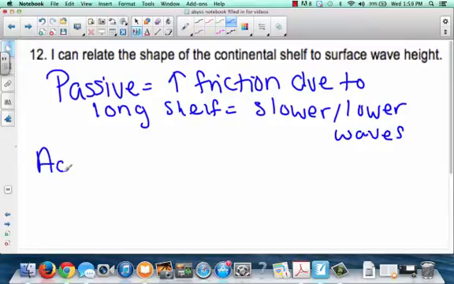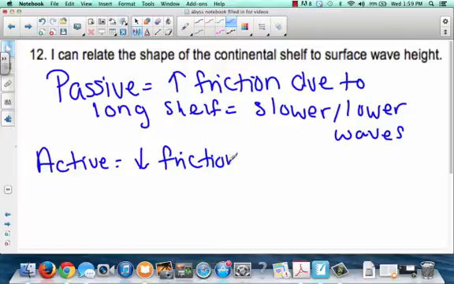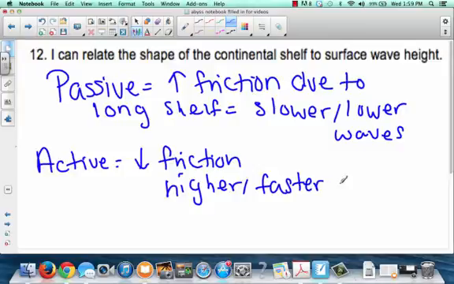On active margins, you're going to have less friction, which is going to give you higher and faster waves. So if you compare surfing on our west coast and surfing on our east coast, it's a significant difference. If you call yourself a surfer on the east coast, really you're a boogie boarder. So on the California coast, you're going to have those higher waves with higher crests.